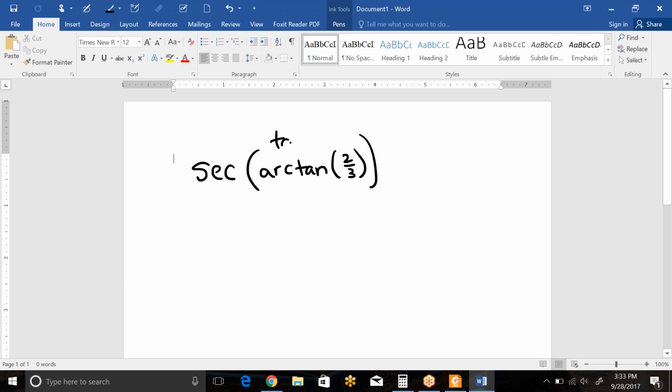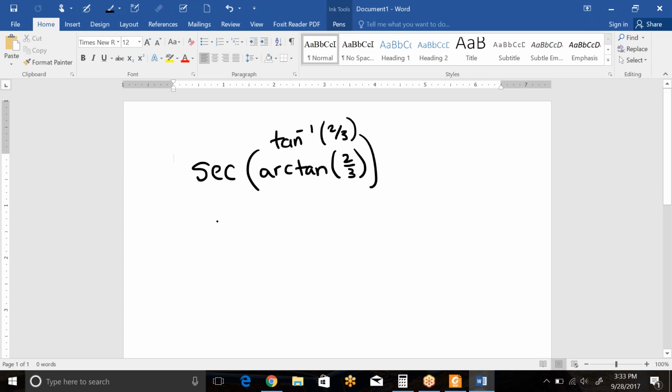This is, remember, tan inverse. A lot of people like to see it that way. So this is tan inverse of 2/3. Secant and tan inverse are not opposites of each other. They're not inverses of each other. So we have to take this information to somehow figure out how to find the secant.